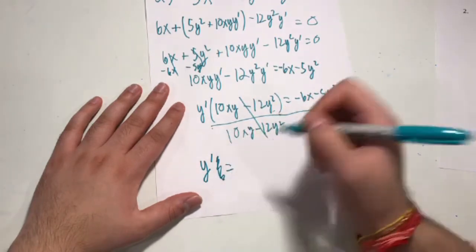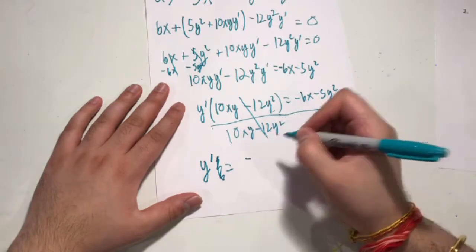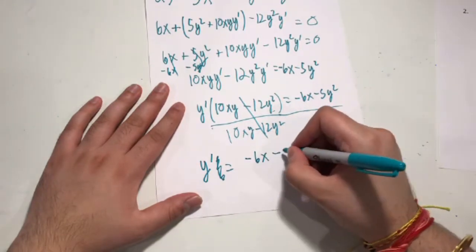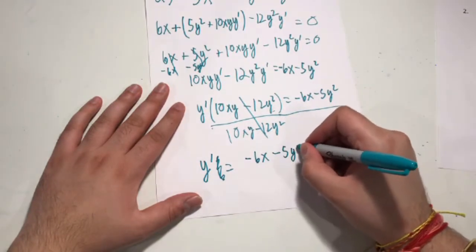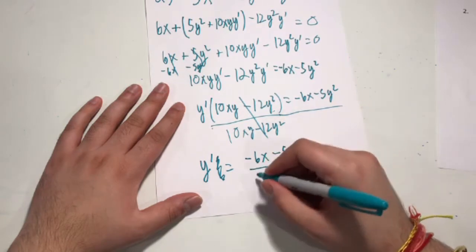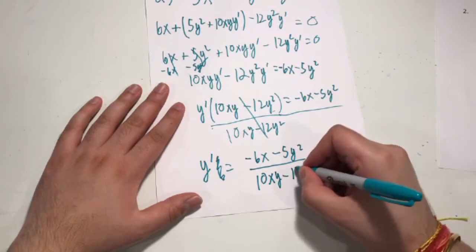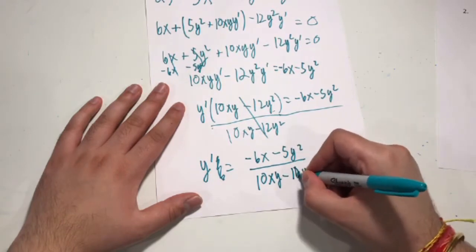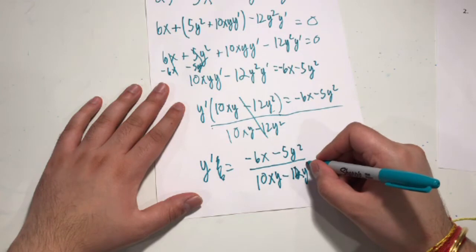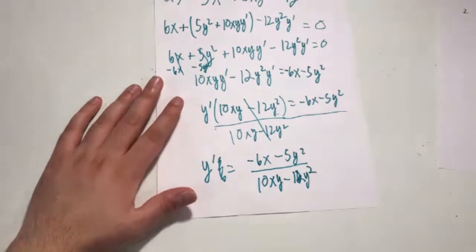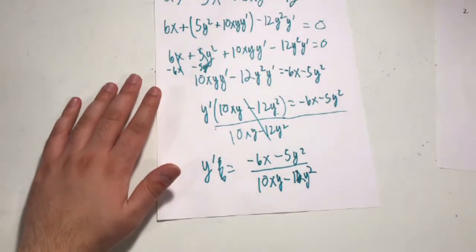is y prime is equal to negative 6x minus 5y squared all over 10xy minus 12. That's not a 12. Why am I like this? Minus 12y squared, and that would be your final answer.